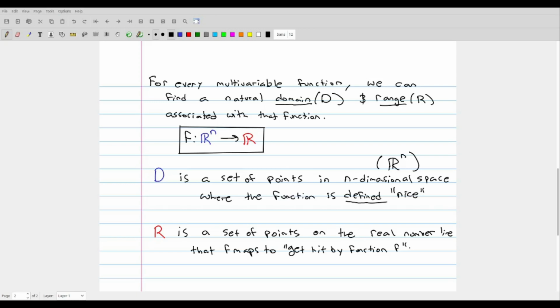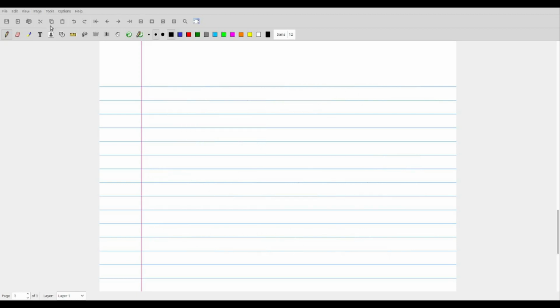So let's go through and see if we can figure these out and do a little bit of detective work on some examples. So the first example that I want to consider is w equals the square root of x squared plus y squared minus 4.